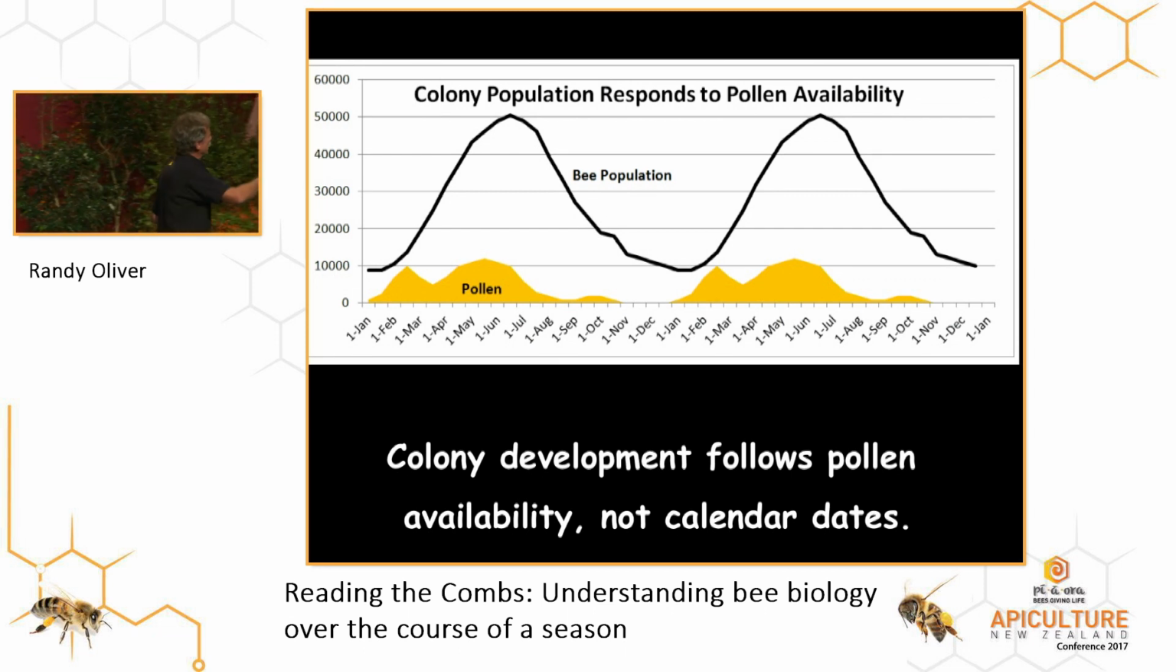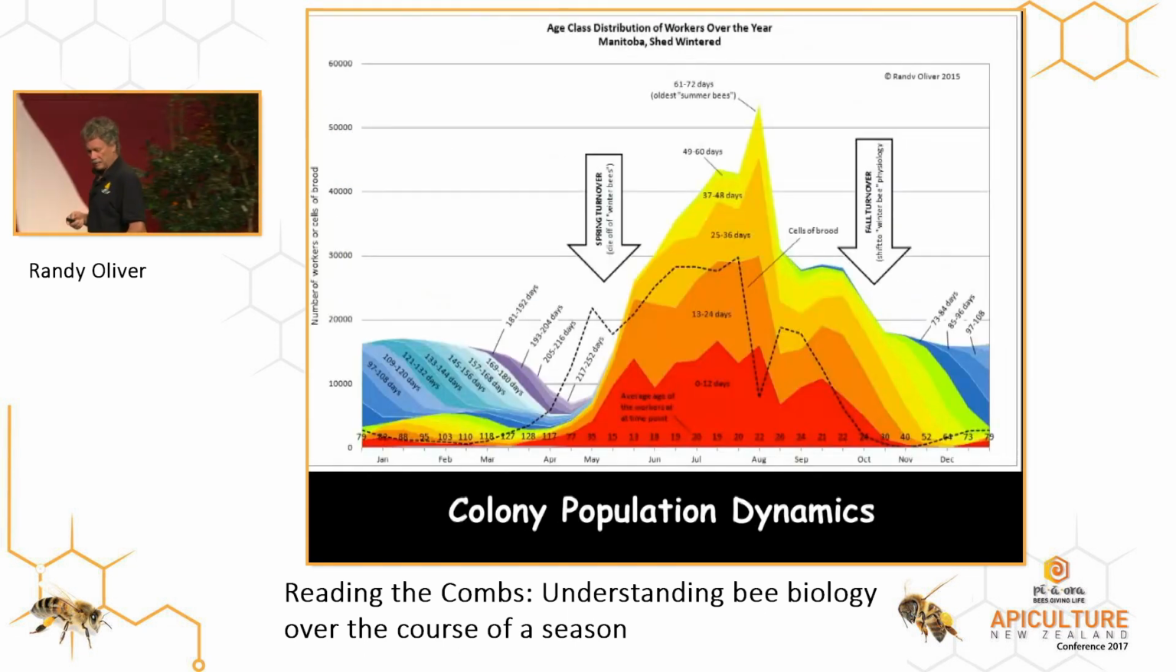And you can see here, I did a pollen chart for my area in California with the early spring bloom, the big almond bloom, the dearth after the fruit bloom, and then we have a midsummer bloom, and then it tapers off. And you see that the population of the hive just follows right behind whatever the pollen income is.